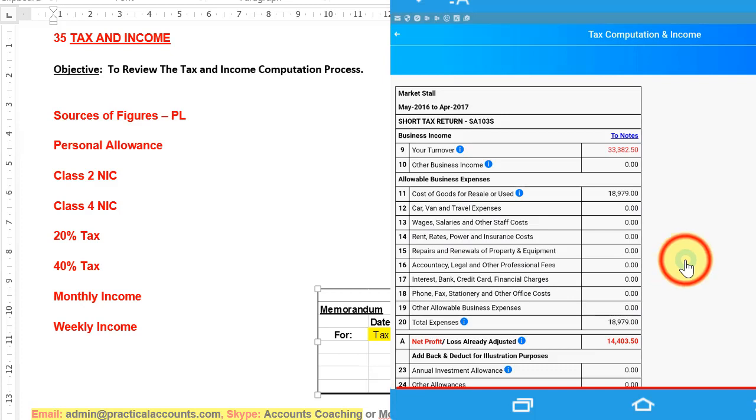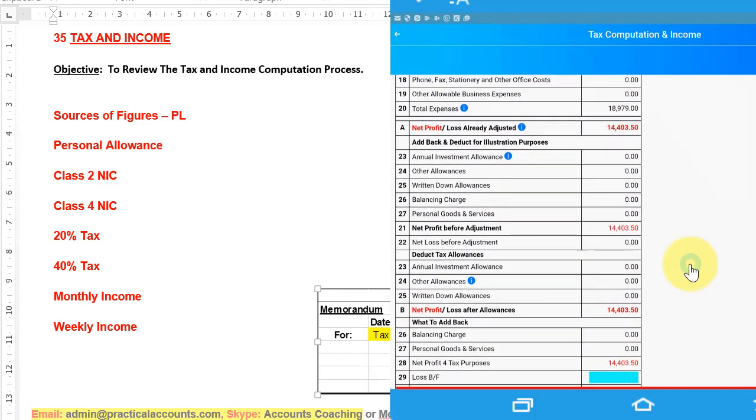Now, before we go into this, this is a detailed report that has computations. Now, these computations have got additional boxes. You find box A that is actually not on the tax return. Now, what we're going to do, let's have a quick look at the tax return itself.